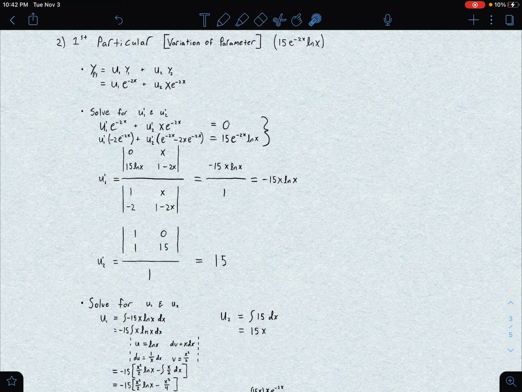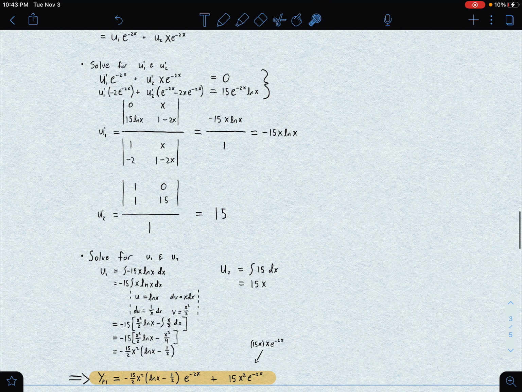So our u2 prime is just this determinant, and we will have the same determinant for the denominator, so I'll just put that as 1. And 1 times 15 is 15, minus 0 times 1 is 0, so we just get 15 for our u2 prime. Now we can solve for u1 and u2.